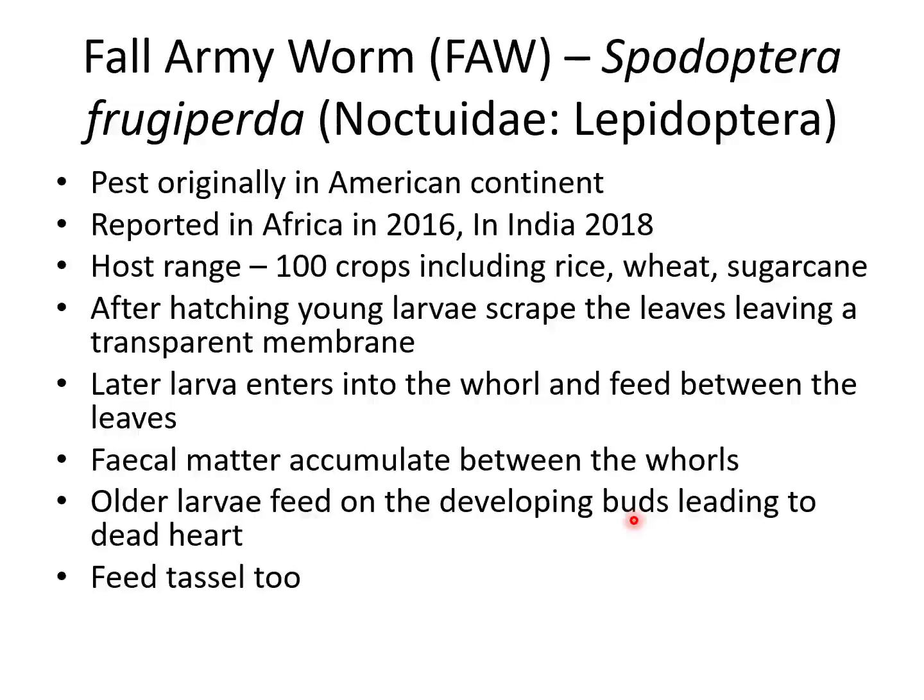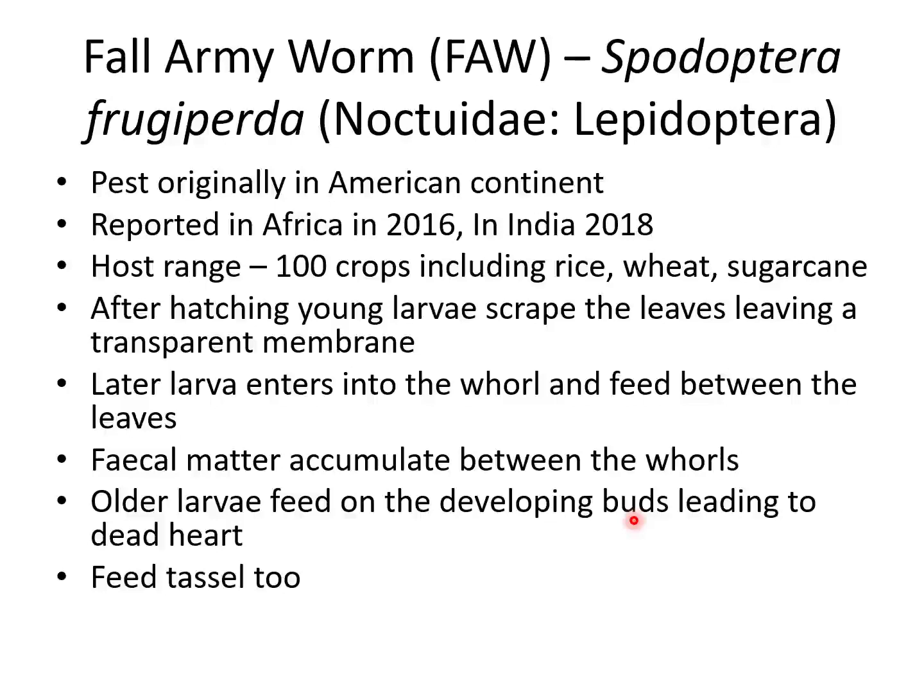It created havoc in Africa, destroying almost all the maize crop. In India, it was introduced in 2008. It was extremely severe in several maize growing tracts of our country. It has a very broad host range. It has the ability to attack about 100 crops, including rice, wheat, and sugarcane. But in India, we have seen heavy damage only in sugarcane. We haven't seen much damage in rice and wheat.